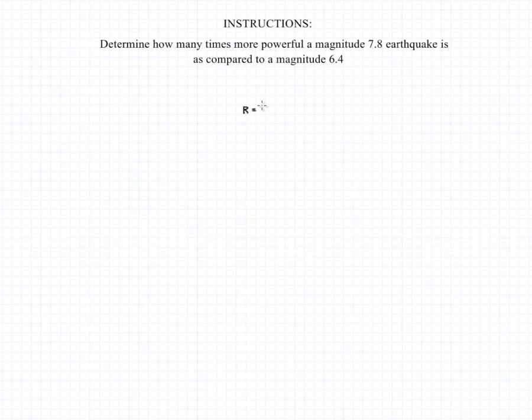To determine the difference in power between two different magnitude earthquakes, we need to know a little bit about how the Richter scale is set up. So the Richter scale value is actually based off a log that in part deals with the amplitude. So the R in this equation is the Richter scale, the A is the amplitude. So we can measure power by looking at amplitude.